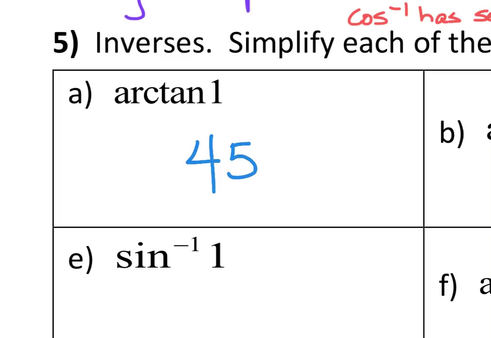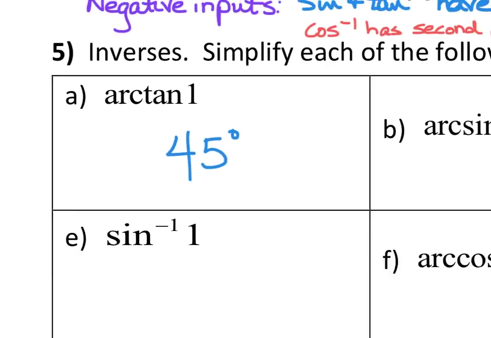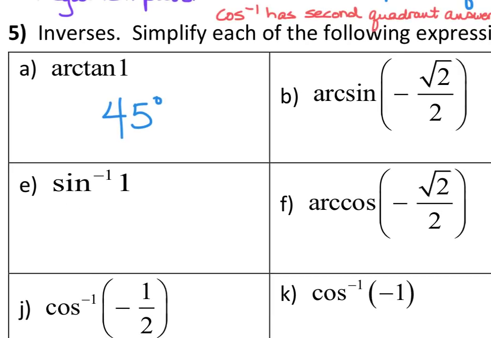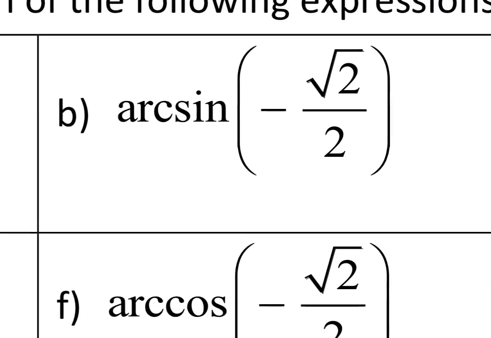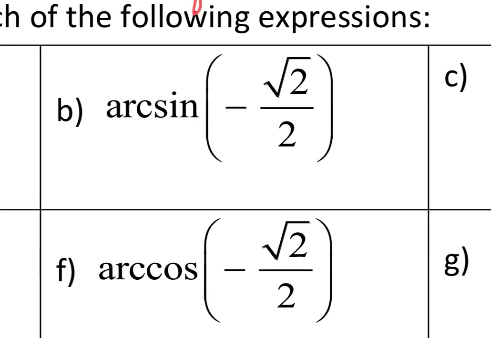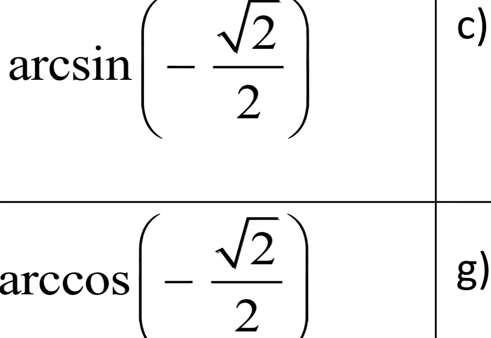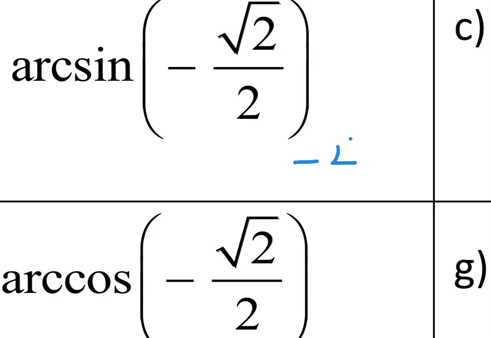Please don't forget to put the degree symbol, and if you'd rather give radians, you're welcome to give radians. My answers will be in degrees on this video. Remember that for sine and tangent, when your input is negative, you're going to give a negative fourth quadrant angle, and therefore, if it were positive radical 2 over 2, inverse sine would be 45. Since it's negative, radical 2 over 2, your answer is going to be negative 45 degrees.